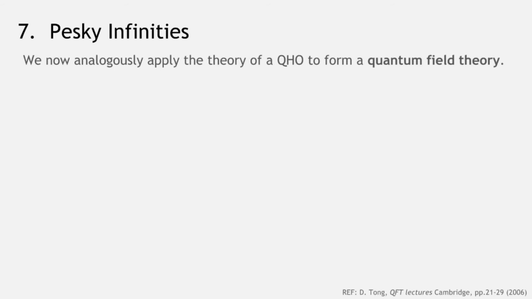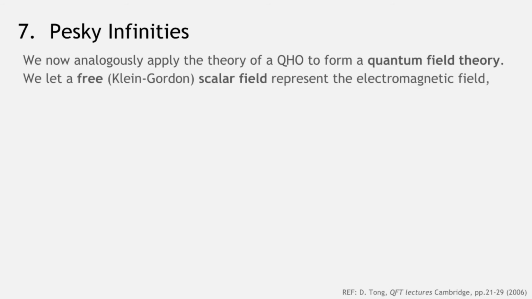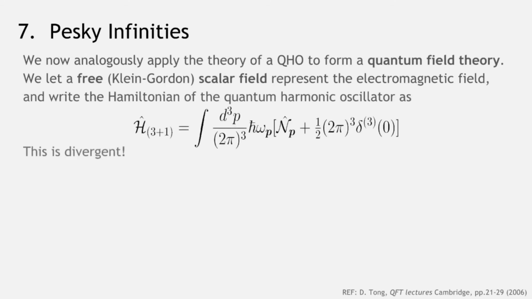First, let's formulate our field theory by analogy with what we just did in quantum mechanics. The properties of the vacuum mentioned thus far are founded in electromagnetic field theory, but this is a little bit too complicated to delve into here, so we're going to emulate the electromagnetic field with a scalar one. This is our Hamiltonian in this new formulation, and as mentioned, it's clearly divergent.